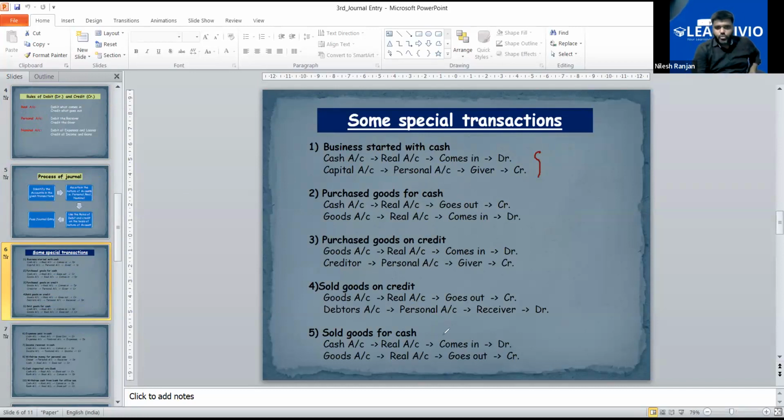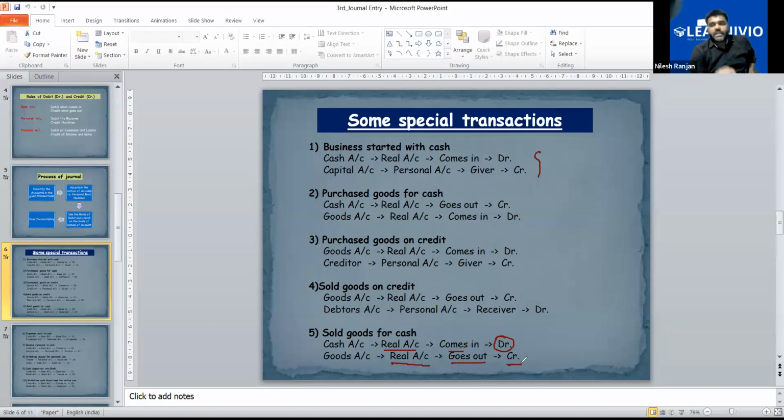Okay, sold goods for cash. First, you need to understand sold goods for cash. If you are selling goods for cash, then cash is coming. Cash is a real account, and if it is coming, then it will be debited. Goods is going out because you are selling goods, so goods is also a real account. It goes out, so it will be on the credit side.